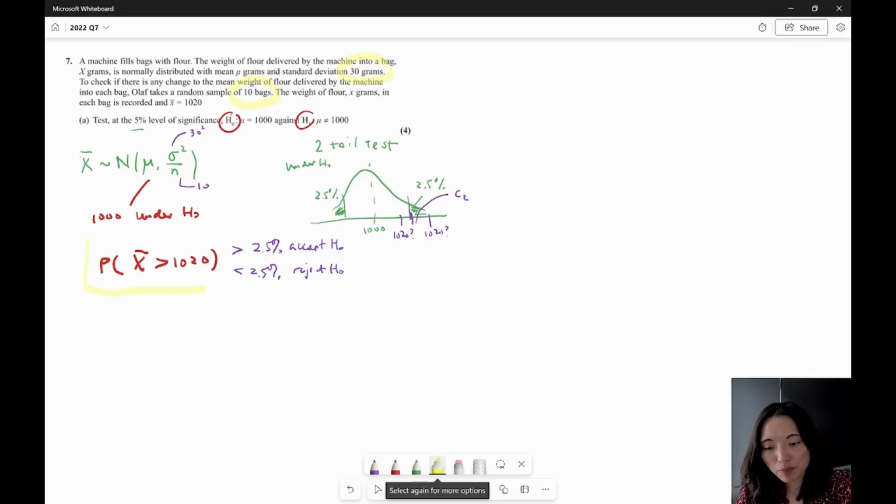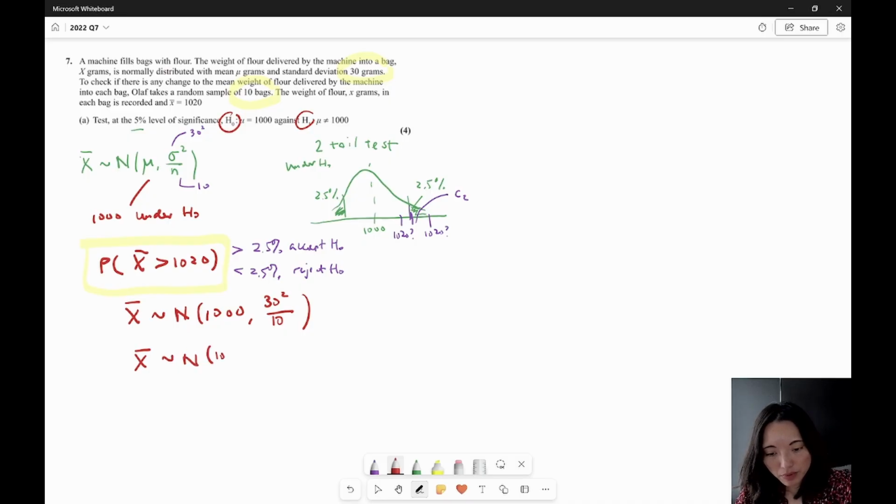Now I'm going to work out what this probability is. Again, under H0, just to write that again, X bar follows a normal distribution with mean 1000 and variance of 30 squared over 10, which is the same as X bar following a normal distribution with variance of 90. So how do I work out this probability? You can simply plug that into the calculator, but I'm just going to convert that into a slightly different inequality. It doesn't matter whether we use less than or equal to or less than, because this is a continuous distribution.